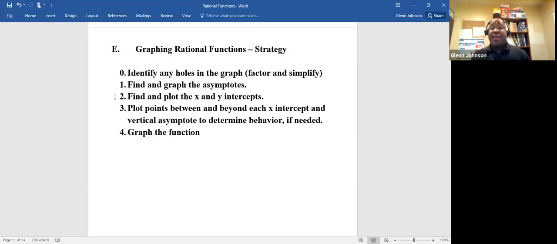Now keep in mind, this method will give you a good sketch of the graph of a rational function. It's not going to be an overly precise graph of a rational function. For that, you can use a graphing calculator or some other means, or you could just plot all the points. But this particular step will allow you to relatively quickly sketch the graph of a rational function. So let's look at a couple of examples.